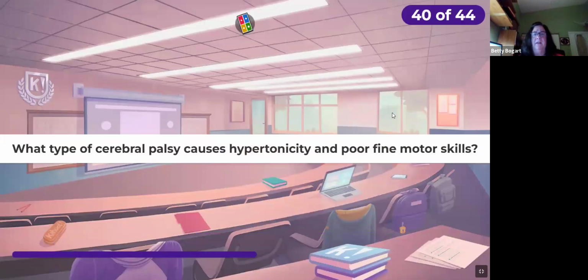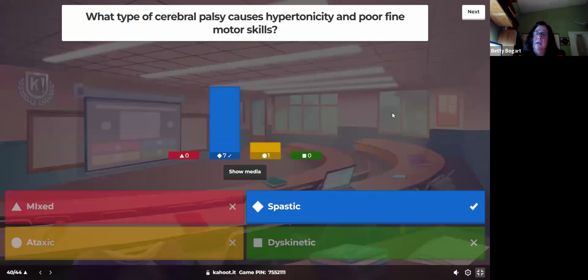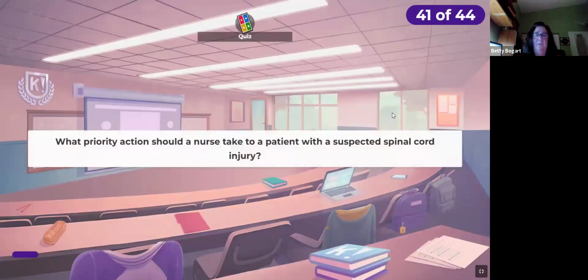What type of cerebral palsy causes hypertonicity and poor fine motor skills? What is it called? And it's called spastic cerebral palsy.